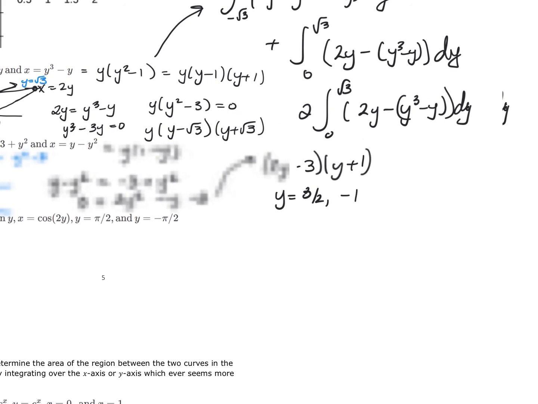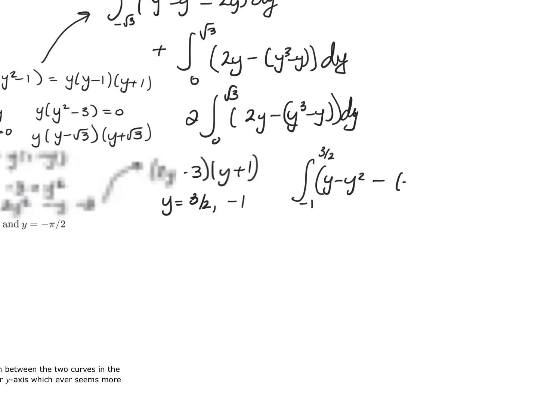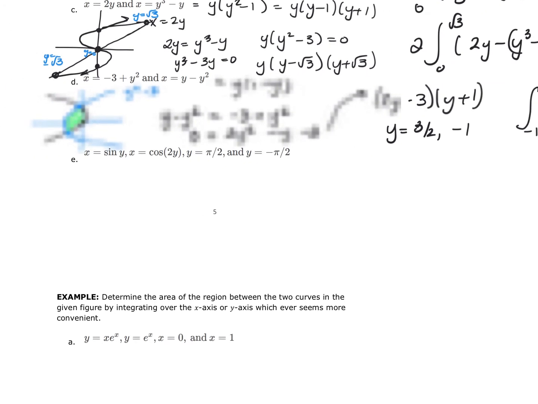So you can see that my most right function is the y minus y squared. So my integration for this will integrate from -1 to 3/2. My most right function is y minus y squared. My most left function is the -3 plus y squared, dy, and I'll leave that to you.